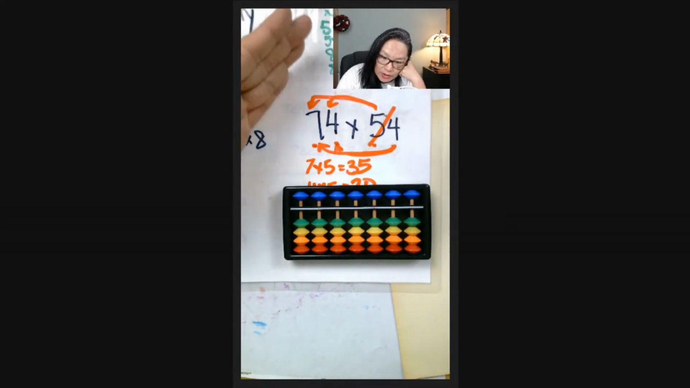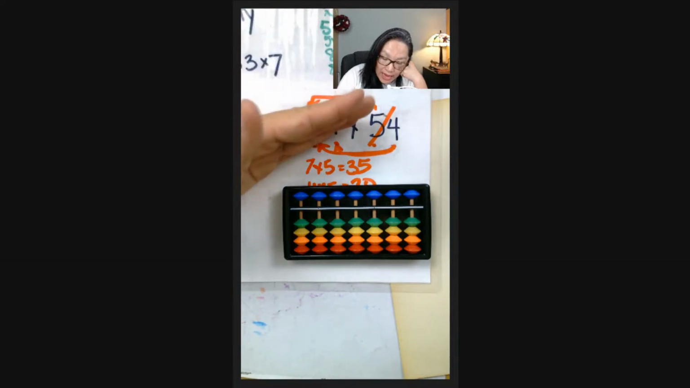You start with simple, then we do adding of the 5, and then we do adding of the 10.